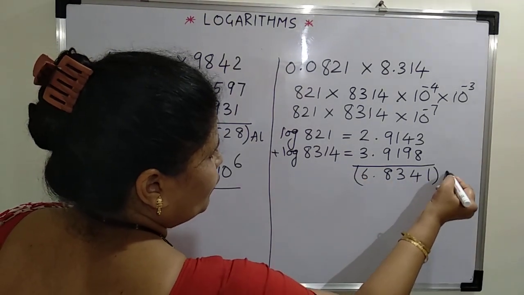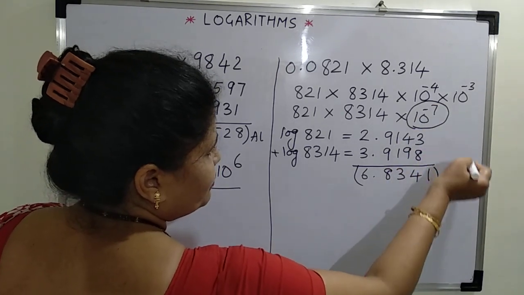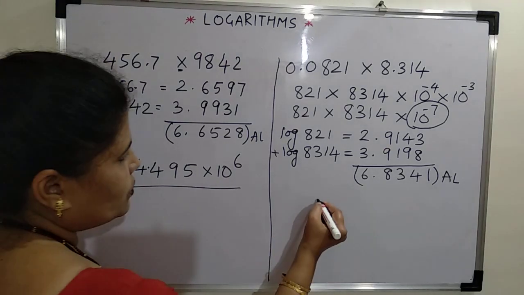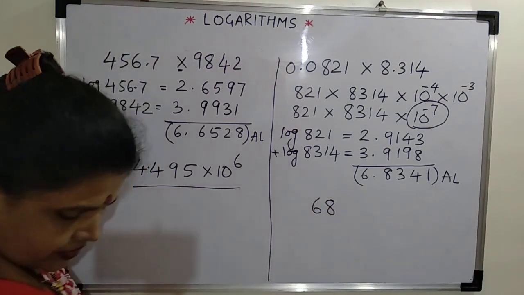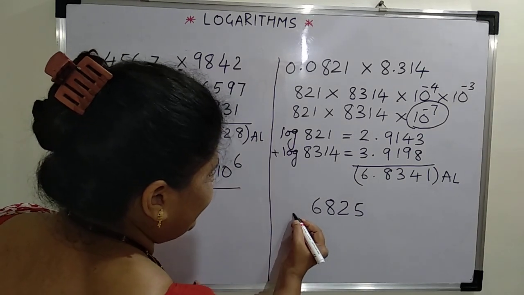6.8341. Let us go for the antilog, but you don't have to forget this value. You have to continue this along with the calculation. So antilog comes out to 6825. How will I place the decimal?